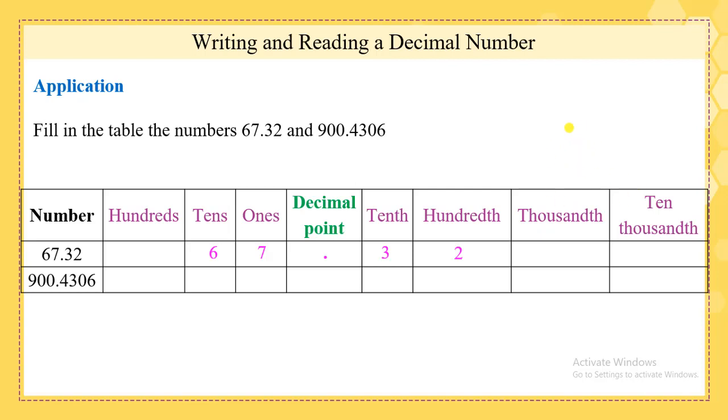The same is done to the second number. Begin by filling the decimal point first, then the digits of the whole number part. 0 in the ones, 0 in the tens digit, 9 in the hundreds digit. Now, the decimal part: we have 4 tenths, 3 hundredths, 0 thousandths, 6 ten-thousandths.